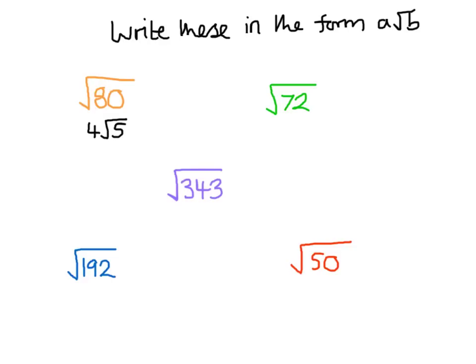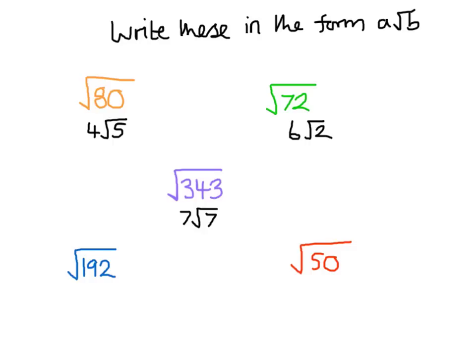Square root of 72. Well, the biggest square number that goes into 72 is 36. And that's the square root of 36 times the square root of 2. Square root of 36 is 6. So it's 6 times the square root of 2. 343 or 49 goes into that. So that's the square root of 49 times the square root of 7. Square root of 49 is 7. So it's 7 lots of the square root of 7.